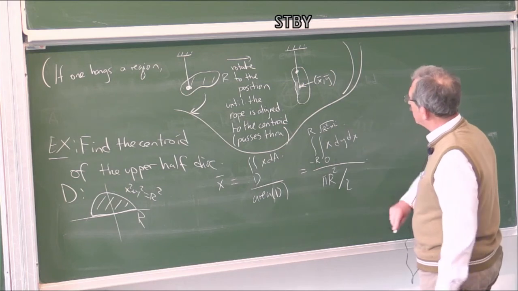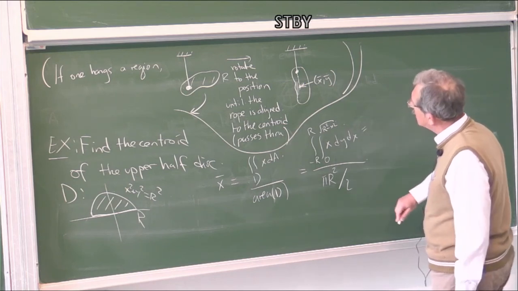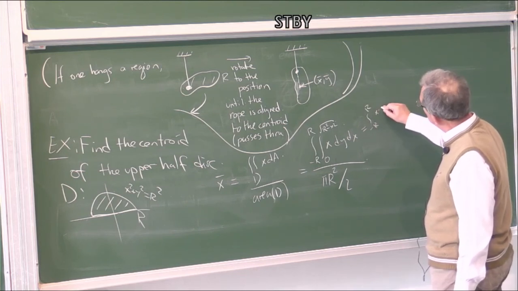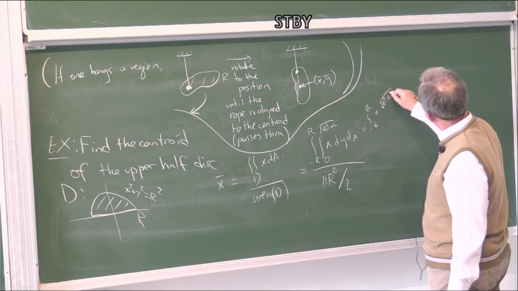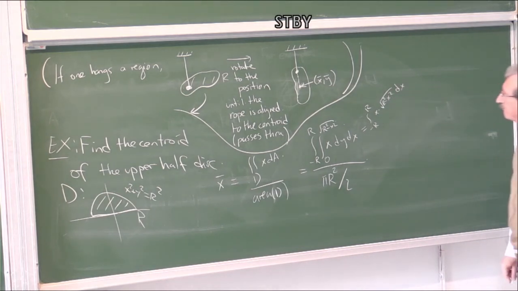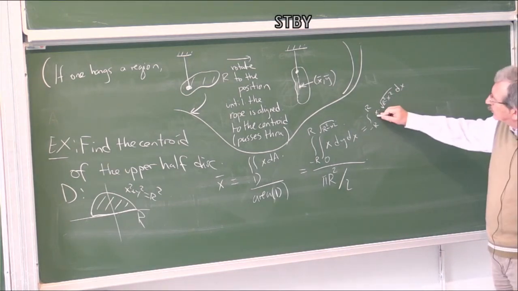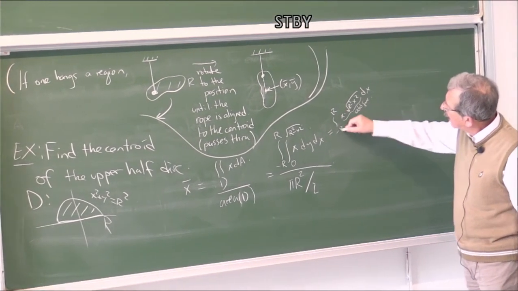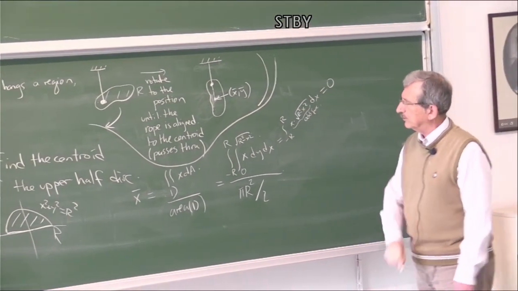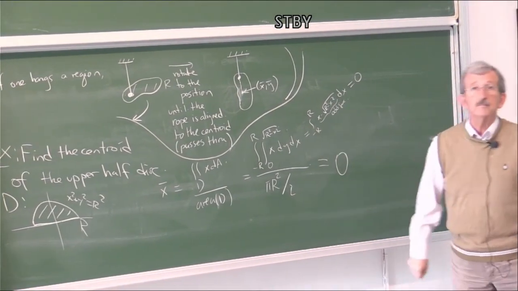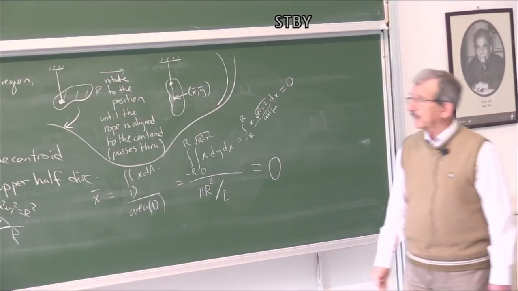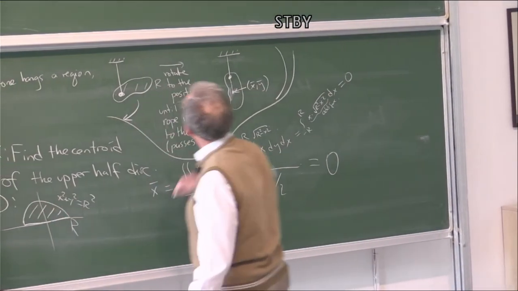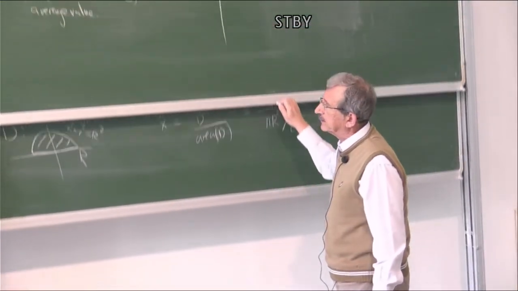Now, because it's with respect to y, you can easily calculate this. It is the integral from minus r to r of x root r squared minus x squared dx. But of course, this is an odd function from minus r to r, so it is 0. This is something we expect because of symmetry of both sides.